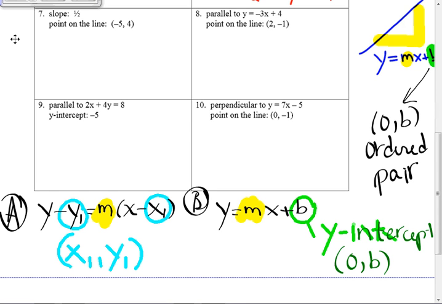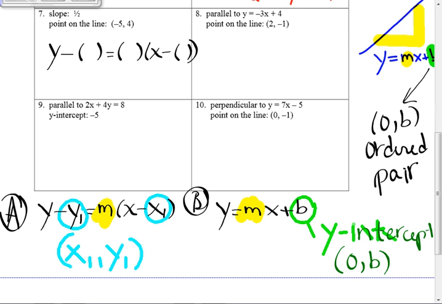Okay, that's just going to have to stay there. So I want to use point slope. So here's what I do. It's y minus y1 equals my slope, x minus x1. Okay, I'm setting it up.